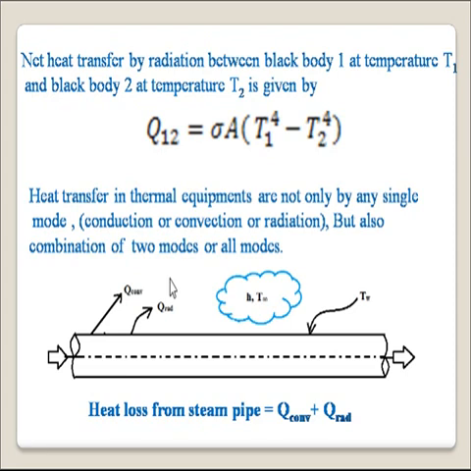at higher temperature and lower temperature, that is body 1 at temperature T1 and body 2 at temperature T2, is given by Q12 net heat transfer equal to sigma A times T1 raised to 4 minus T2 raised to 4. This gives the net heat transfer by radiation between the black bodies. And for real surfaces, one more parameter is introduced, and this heat transfer rate is multiplied by emissivity.